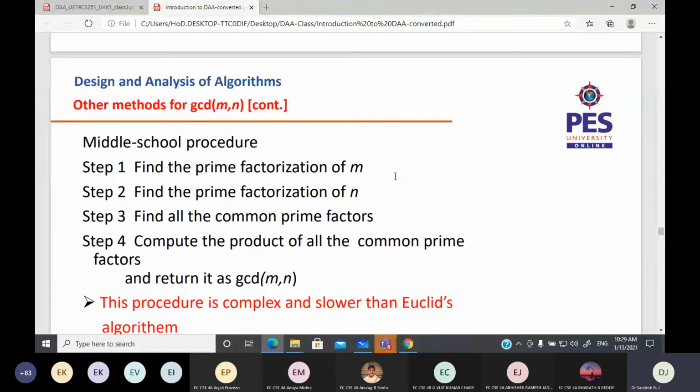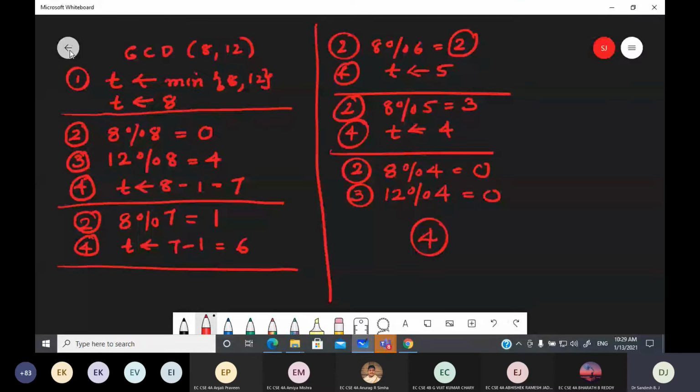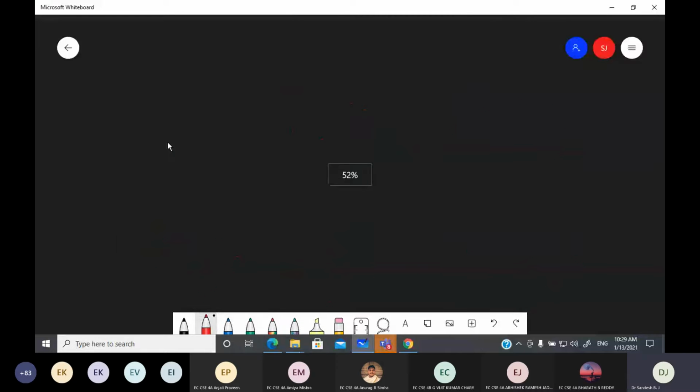Let us try to solve a problem with this procedure. Given m and n, we'll find the prime factorization of m, then the prime factorization of n, then we will find the common prime factors, and we'll compute the product, which will be the GCD of the given two numbers. Let us take an example, the one which we have taken in Euclid's algorithm, that is m equal to 60 and n equal to 24.